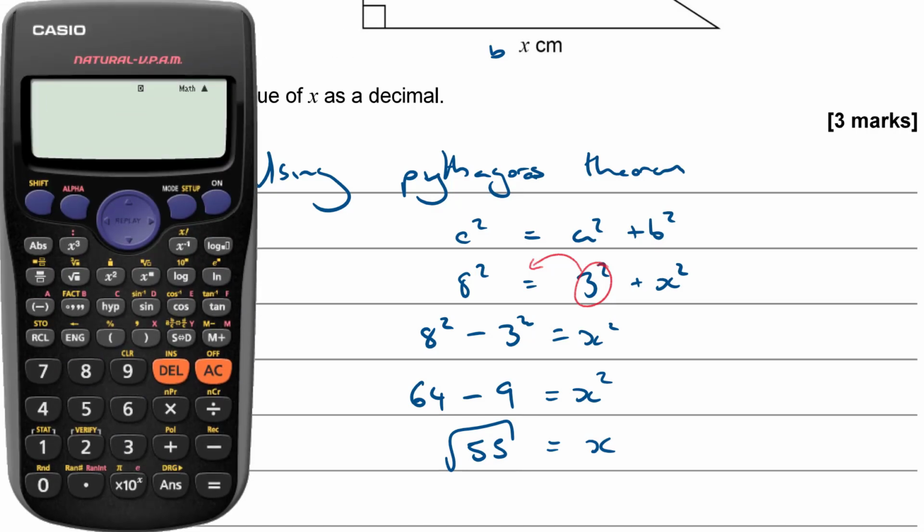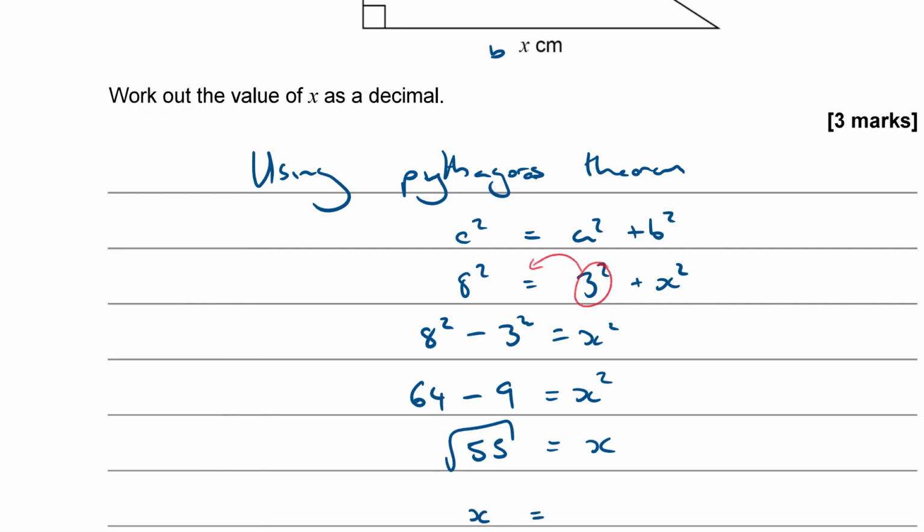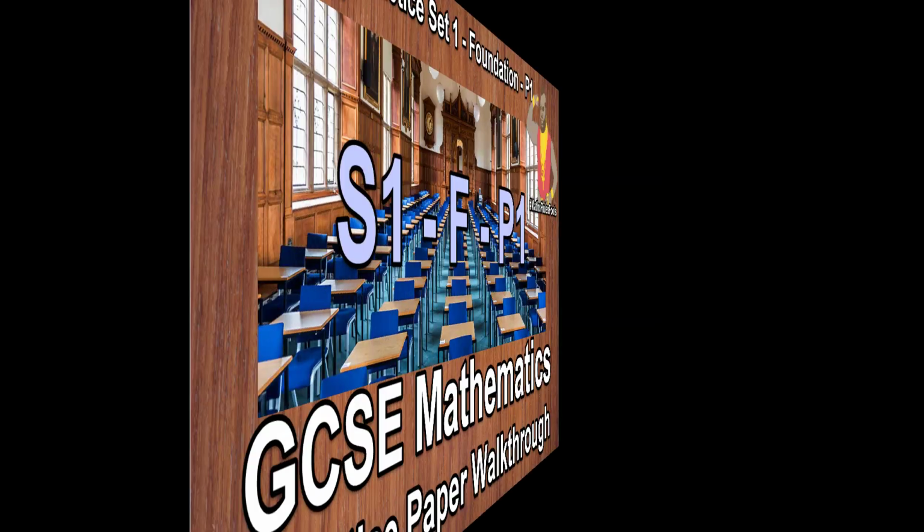Reach for calculator. Root of 55 as a decimal. Work out the value of x as a decimal. Should really round this off. I'm not going to write it all down. Unless otherwise stated, I normally write decimals down to 3 significant figures. So in this case, it would be 7.42. 7.42. What's the units? Centimeters?